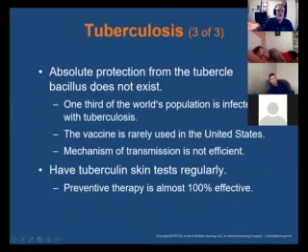There is no absolute protection from the tubercle bacillus. Bacillus is a bacteria. There's no absolute protection. It floats around in the air to the point that one-third of the world's population is infected with TB. And this is an old book. It's more than that now.